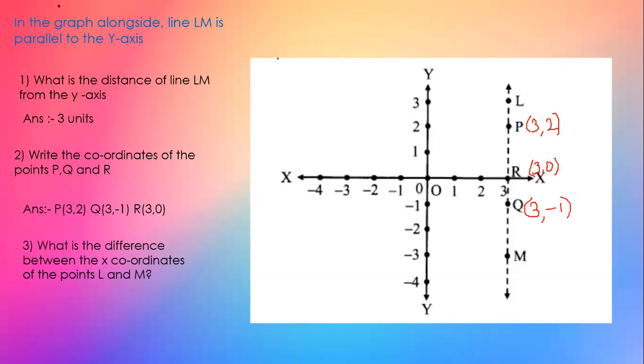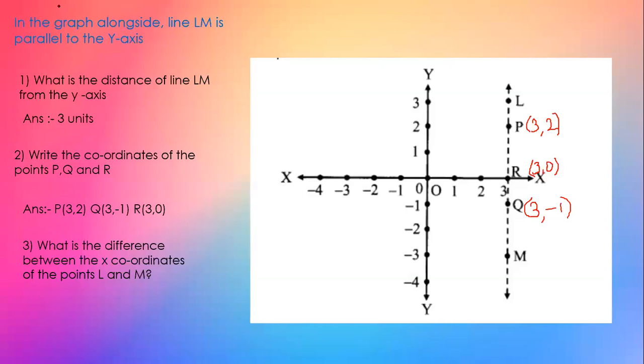Let us move to the next one. What is the difference between the x coordinates of the points L and M? Now here we have to find the difference. What is the meaning of difference? Difference means minus. We have to first find the x coordinate of point L. Then we have to find the x coordinate of M. And then we have to minus both the numbers and find the difference of it.